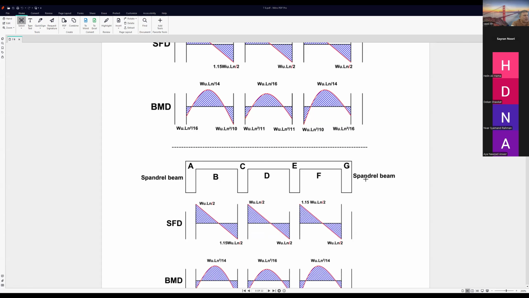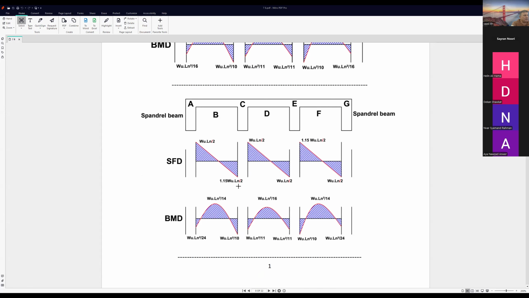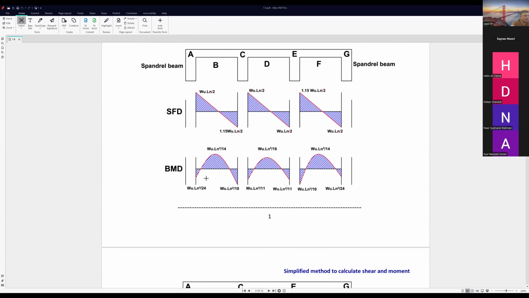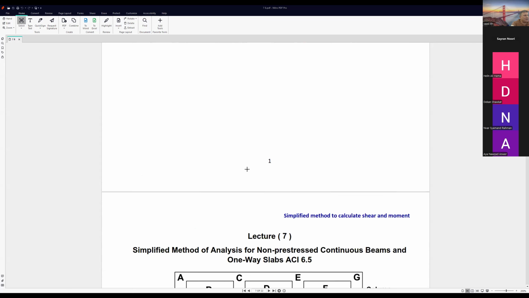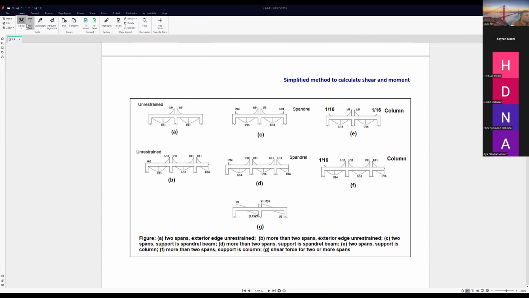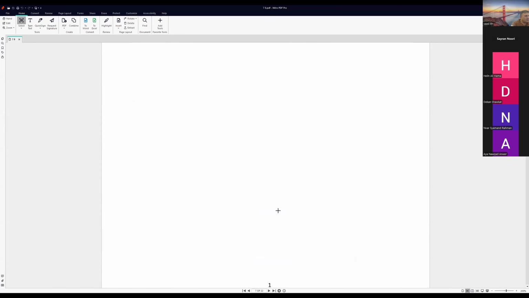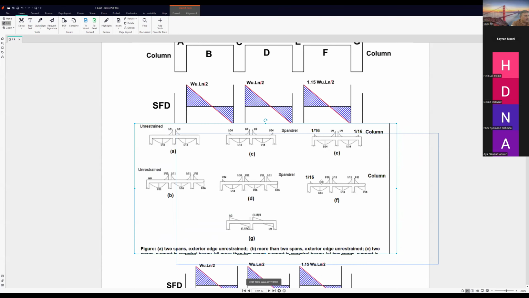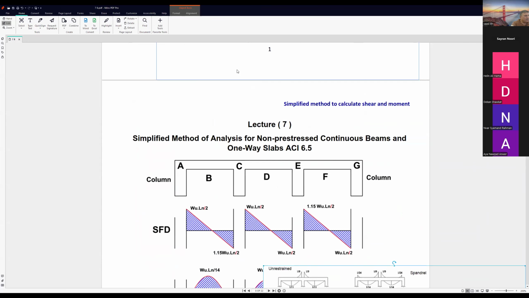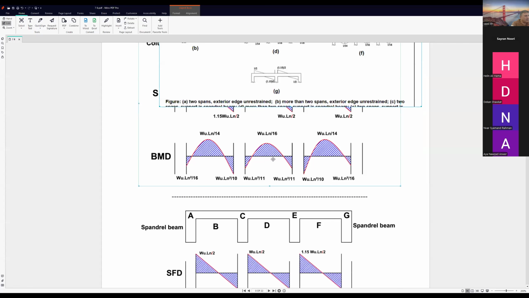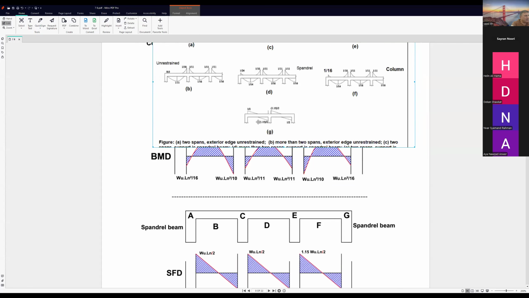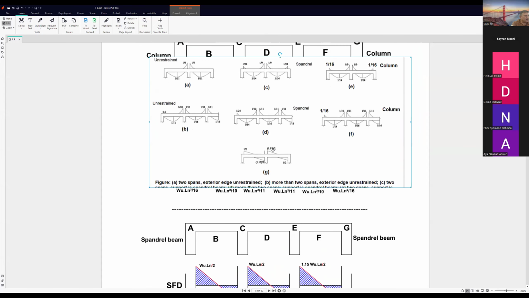What about spandrel beam? WLn over 2, 1.15 WLn over 2, WLn over 2, WLn over 2, 1.15 WLn over 2, and WLn over 2. So, the bending moment diagram, what about if we have spandrel? We can make it like this. Let me copy this one here to compare. Okay, this is the spandrel one.